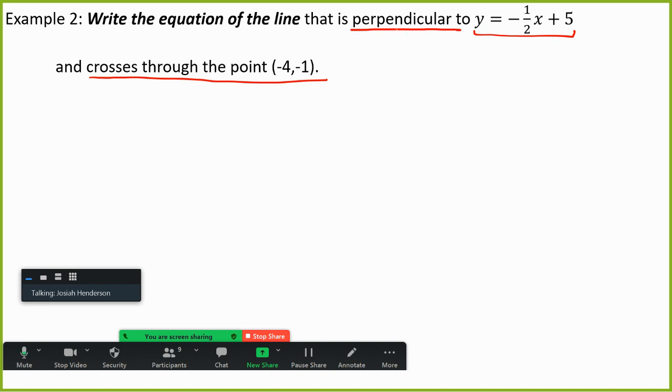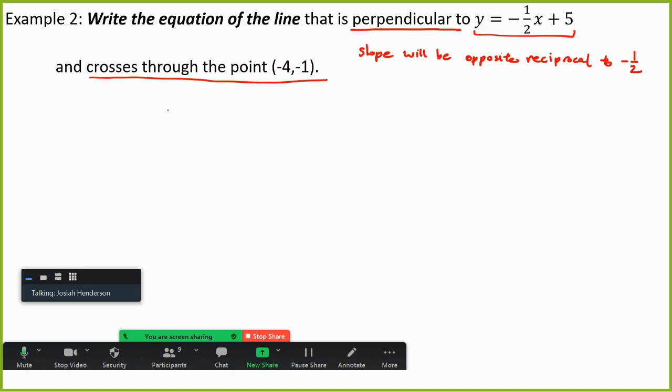Okay, this time it's not parallel. This time it's perpendicular, so be aware that they're going to do that to us. They're going to mix it up. Sometimes they want the perpendicular line, sometimes they want the parallel line. Why does that matter? The slopes of perpendicular lines are opposite reciprocals. Our slope will be the opposite reciprocal of the one they gave us. In this case, the slope they gave us was -1/2, so we'll do that in just a sec.